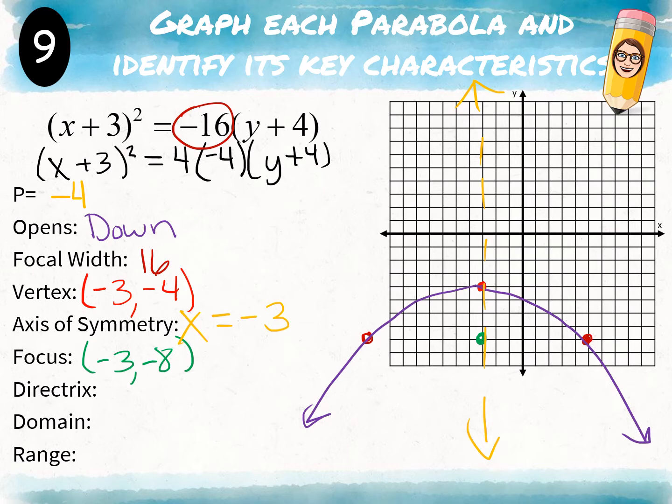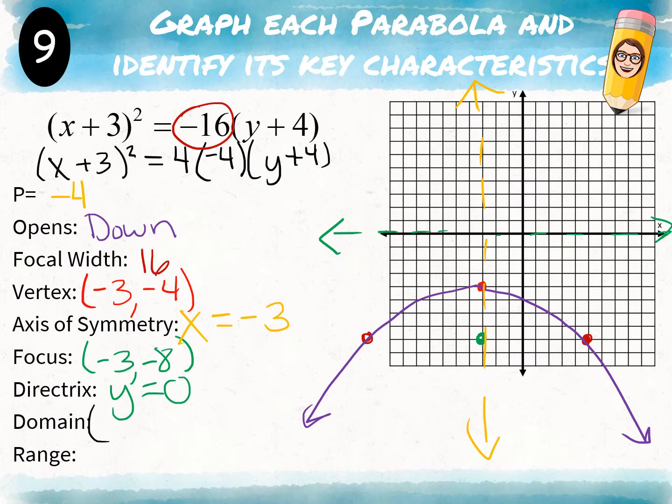Directrix. Well, if I went 4 down, I would go 4 up, which means I am actually the x-axis for my directrix. So my directrix is y equals 0. I'm slicing the y-axis at 0. Notice, little pattern here, these are always opposite. One's always x and the other one's y.